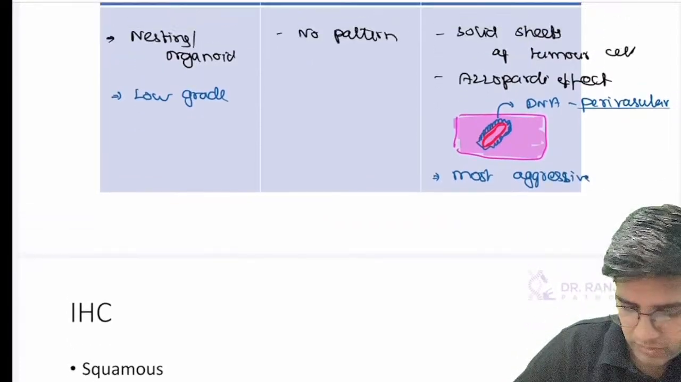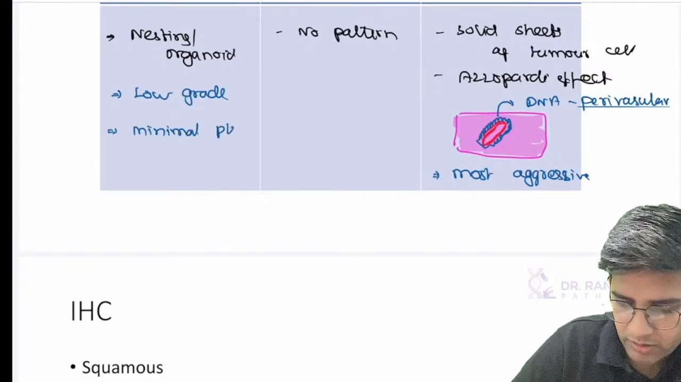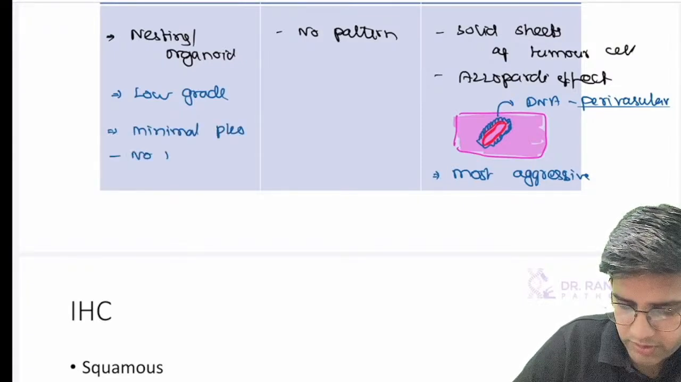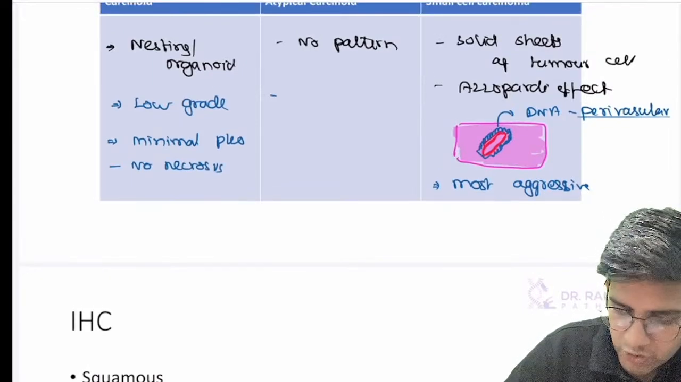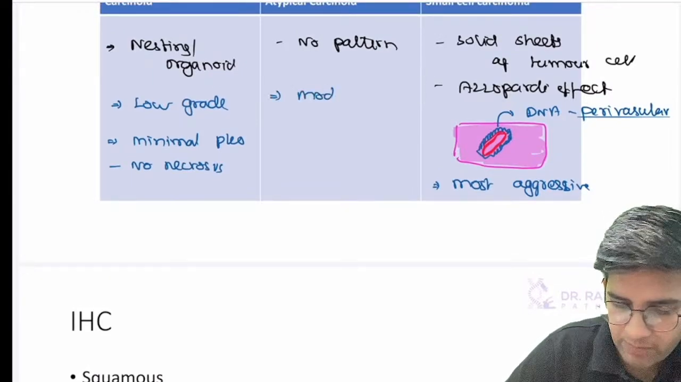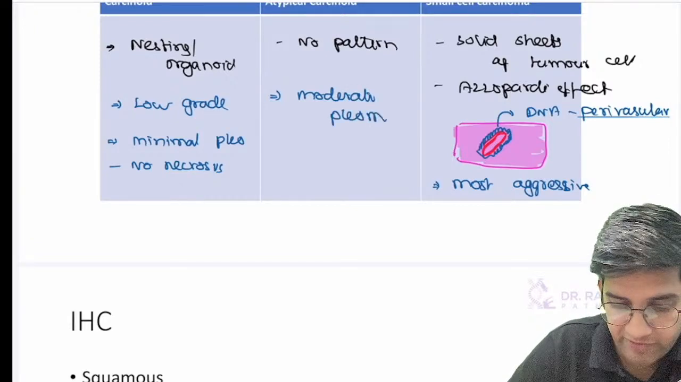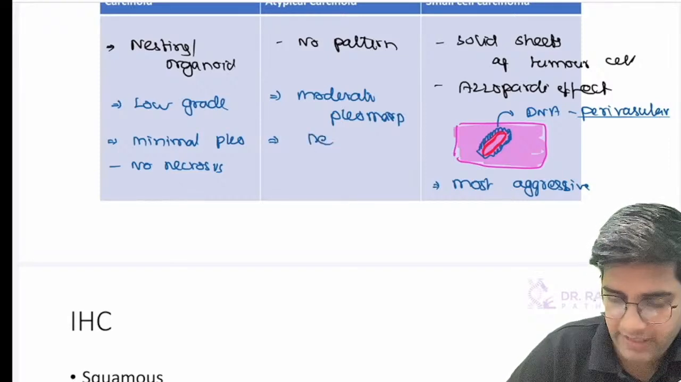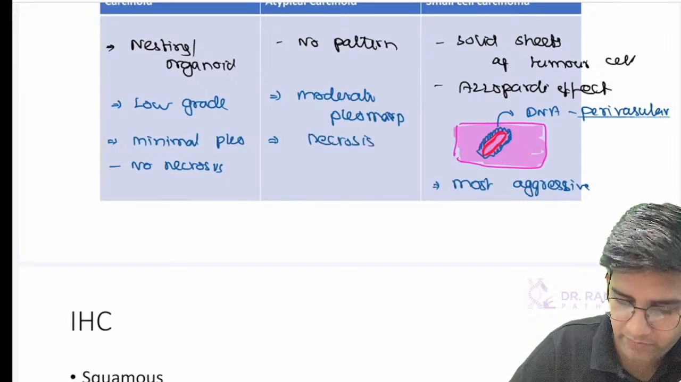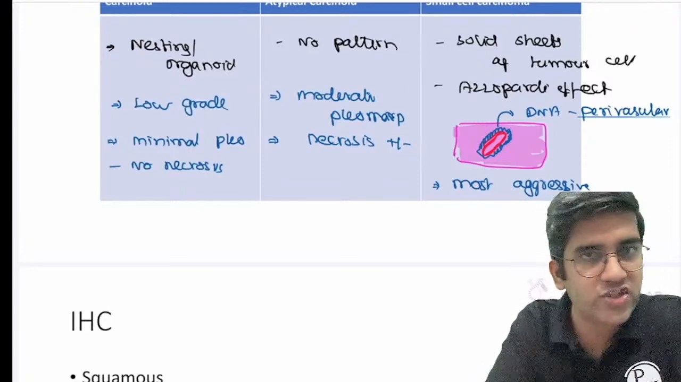Okay, not much of pleomorphism, very minimal pleomorphism, no necrosis, just the organoid pattern, that's more than enough, right? Atypical carcinoid, yes, a little bit of moderate pleomorphism, but no Azzopardi effect. Necrosis plus or minus, it can be seen, cannot be seen. Fine. Okay, I didn't talk about mitosis here.